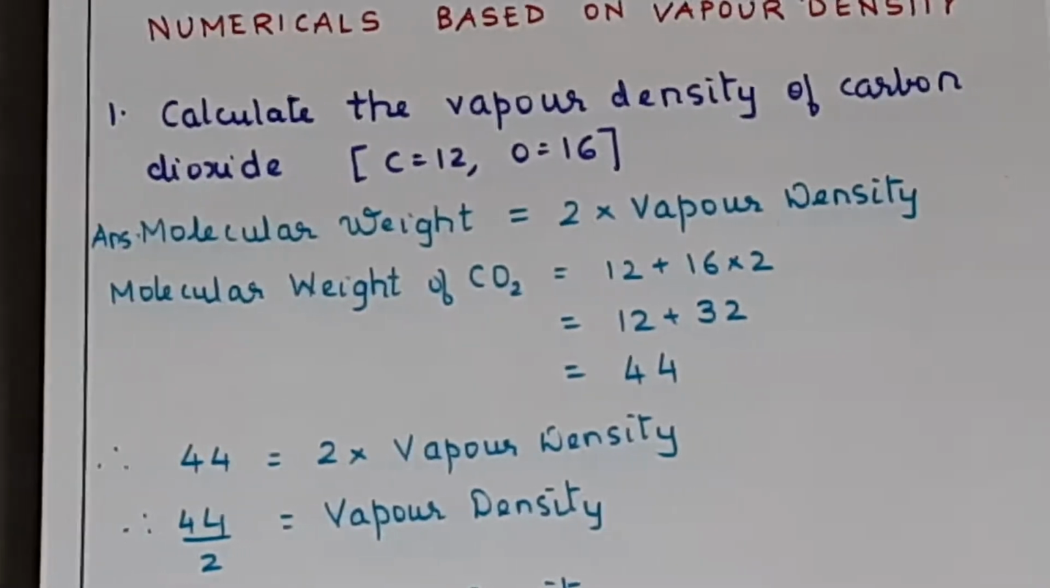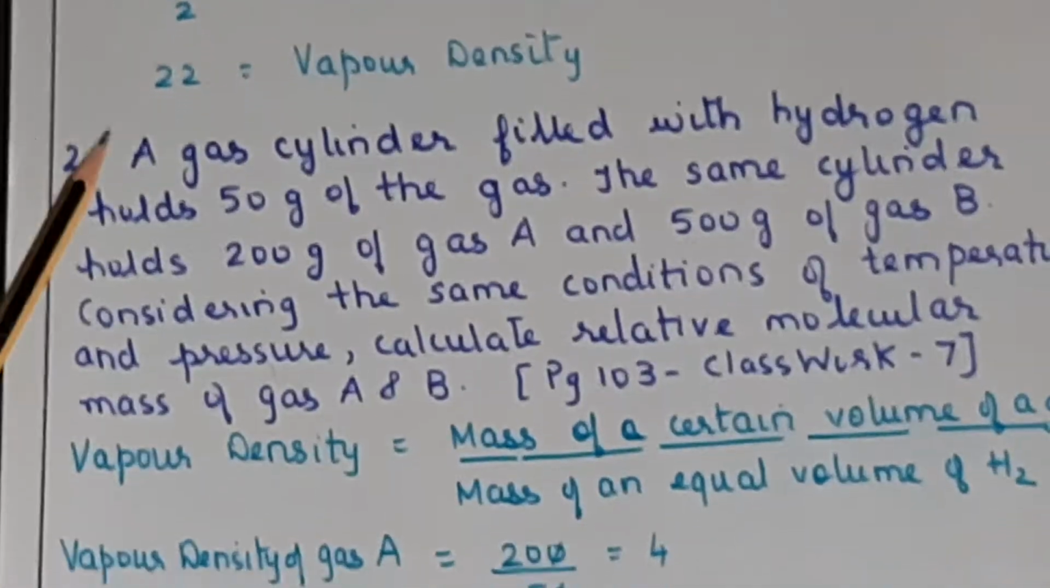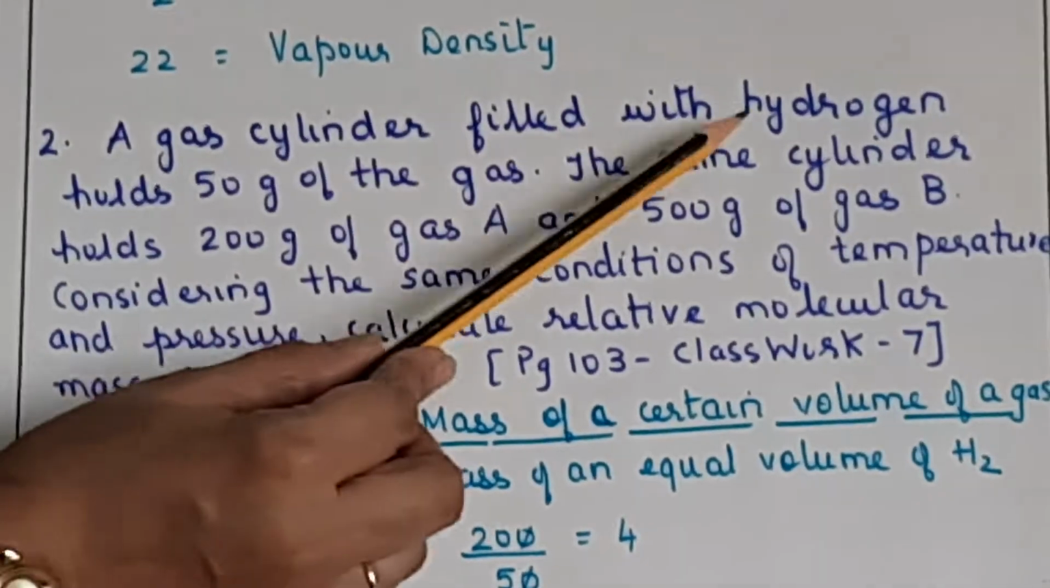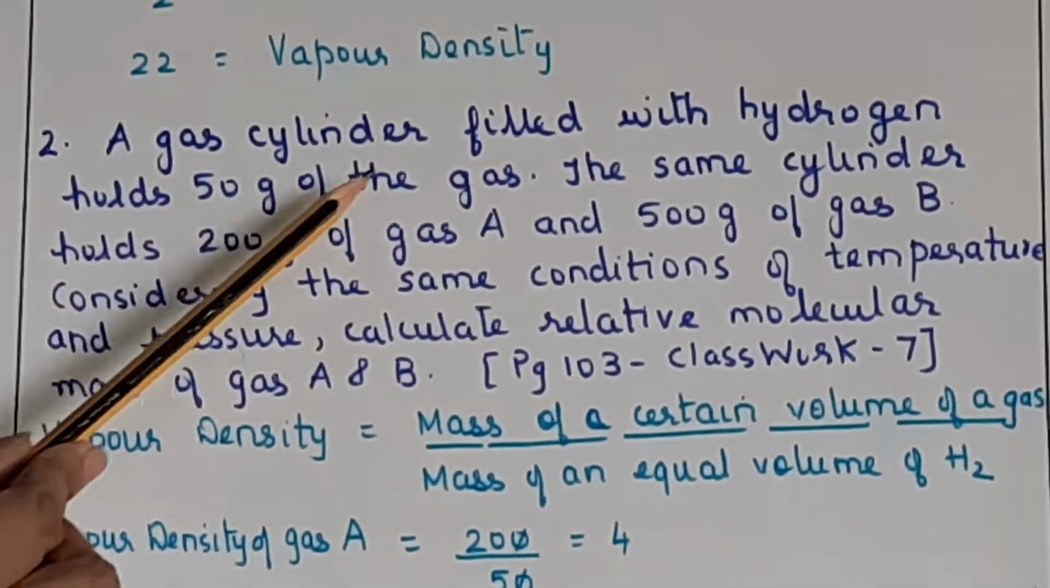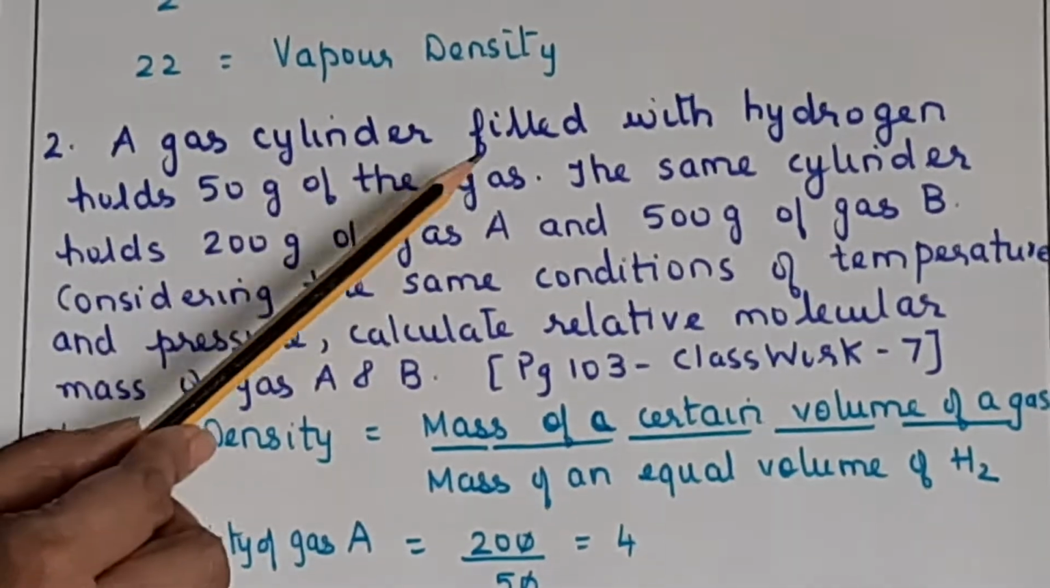Now see the second sum. A gas cylinder filled with hydrogen holds 50 grams of the gas, meaning 50 grams of hydrogen.